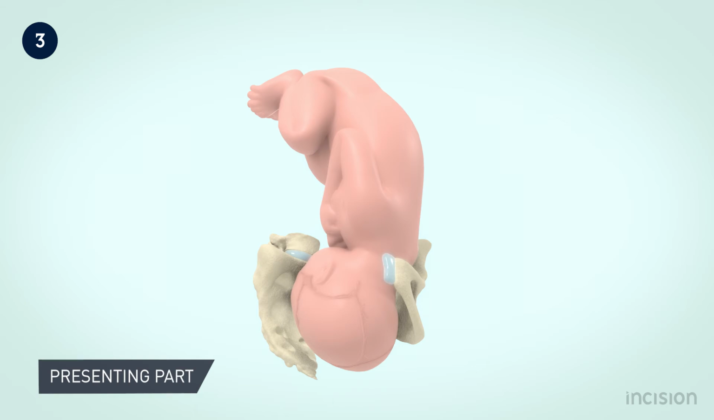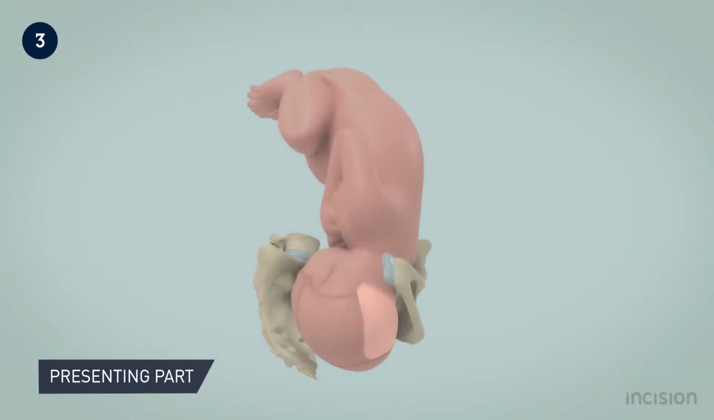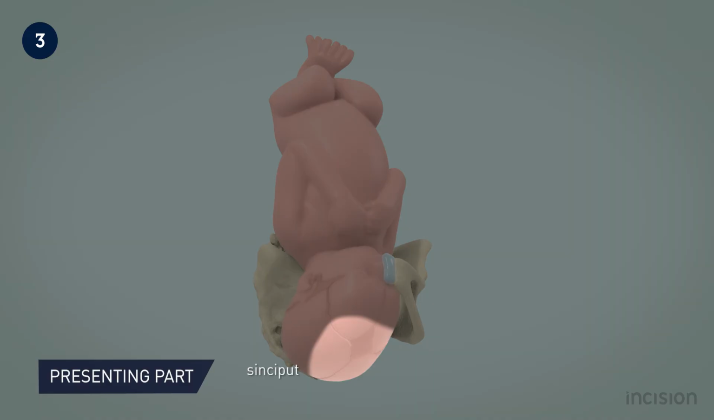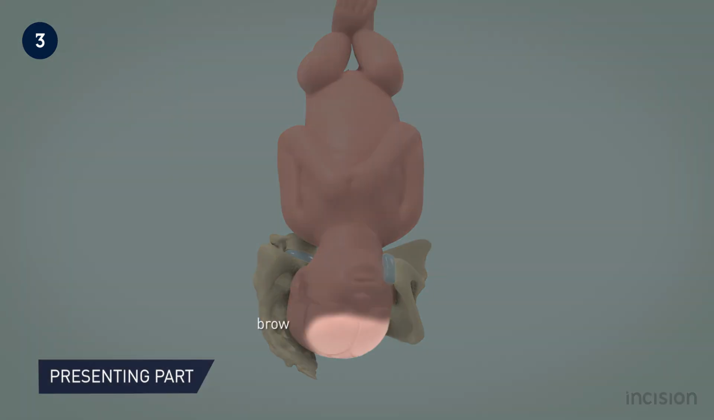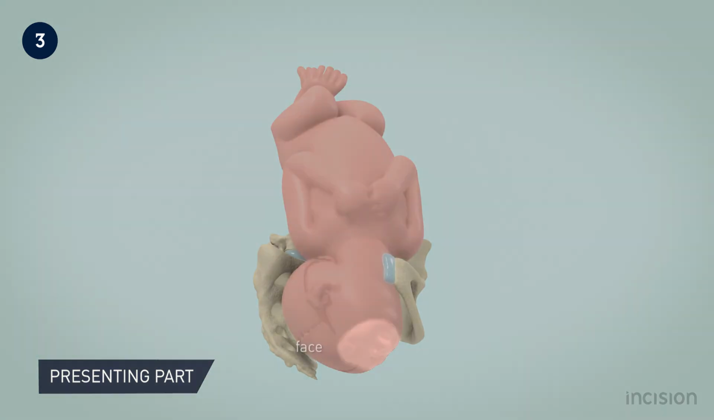In an occiput anterior presentation, the presenting part is the occiput. In a sinciput presentation, the presenting part is the part of the sinciput that lies at or near the anterior fontanelle. In a brow presentation, the presenting part is the brow of the head. And in a face presentation, the presenting part is the face.